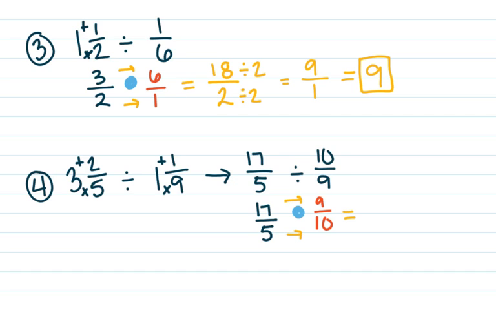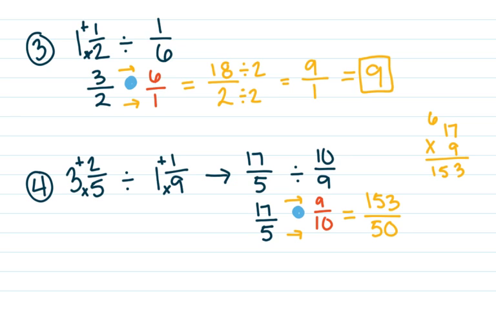17 times 9. Ooh, I do not know that one off the top of my head, so I'm going to do some scratch work over here. 7 times 9 is 63, and 9 times 1 is 9, plus 6 is 15. So this is 153. And on the bottom there, 5 times 10 is 50.